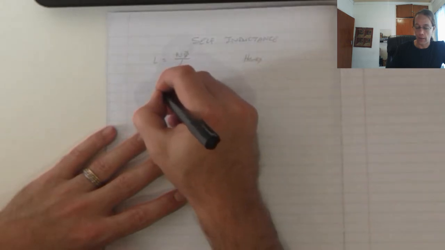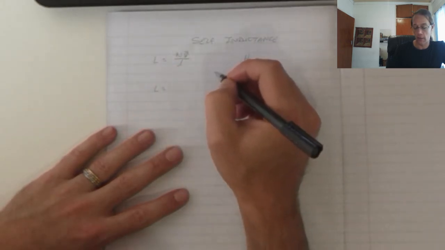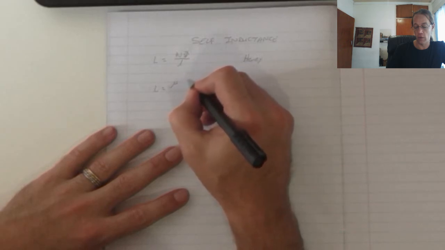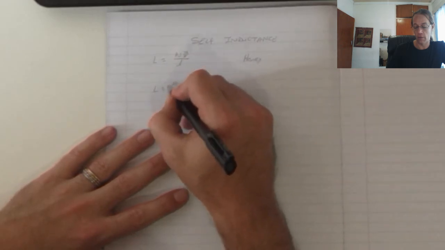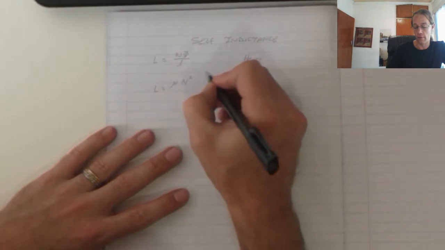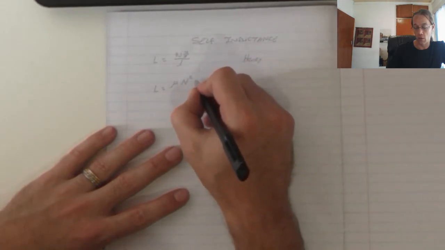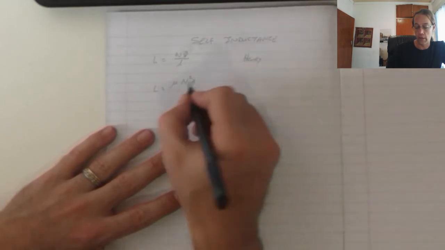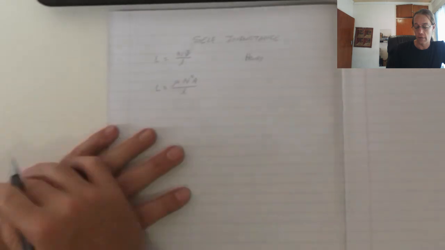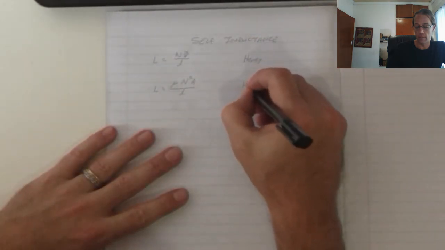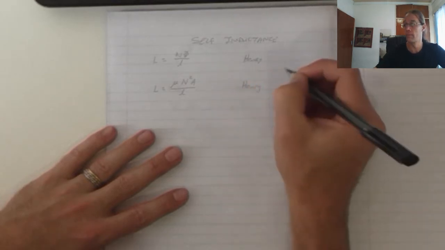Okay. The second formula is a more accurate formula. Firstly, we've got the mu symbol. That mu symbol refers to the type of core that I'm using. N squared refers to the number of turns. A is the cross-sectional area of the core, and then again L is the length of my coil, also measured in Henrys.